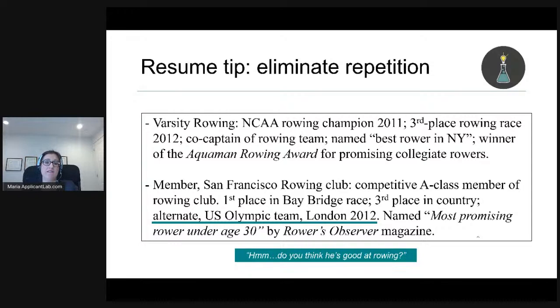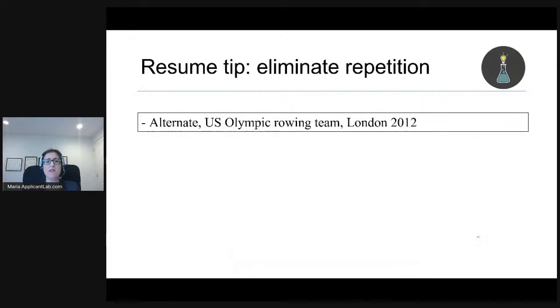So on the revised resume for the bottom part, I just had them keep alternate U.S. Olympic rowing team, London 2012. And that might seem like an overly dramatic and perhaps far too aggressive haircut. But let me ask you this. Is it not clear that if somebody is good enough to almost go to the Olympics, this person probably also trains and wins a lot of races? Is it not obvious that they have done these 15 different races? Of course, because you don't make it to the Olympics or almost make it to the Olympics unless you've done all of the other stuff.